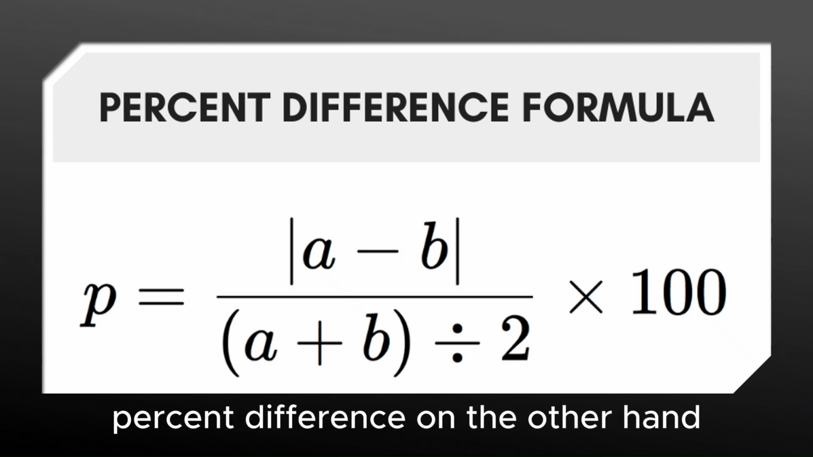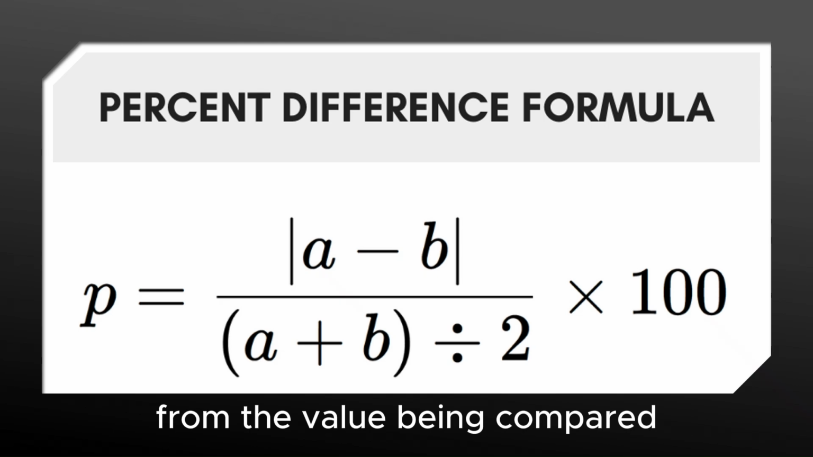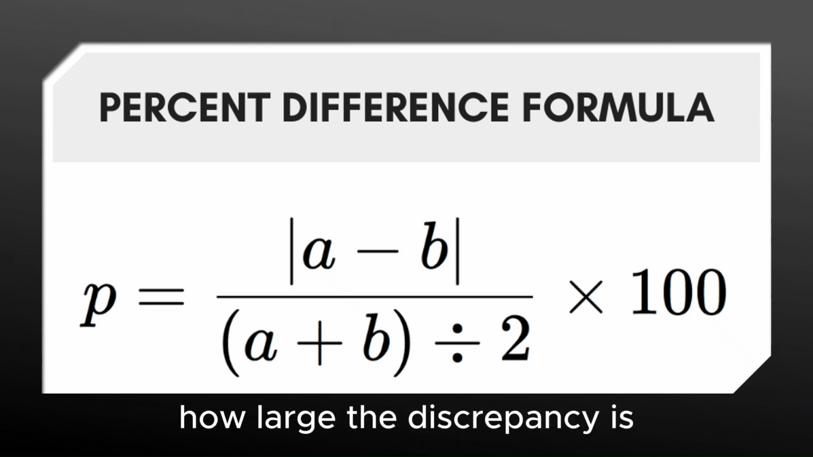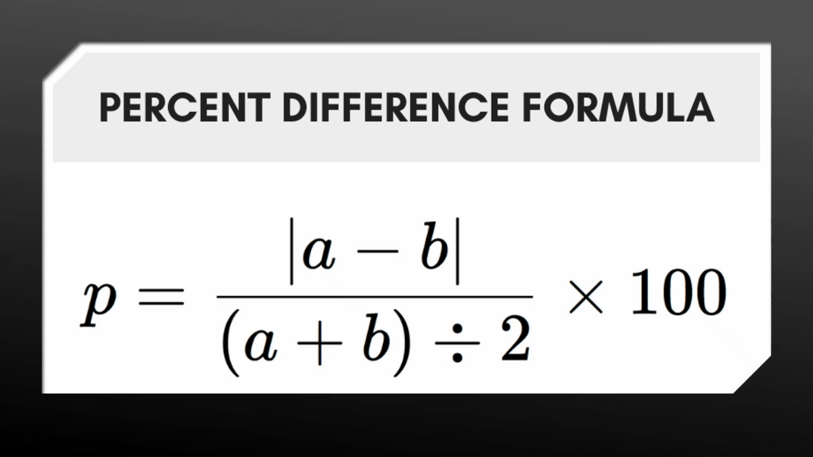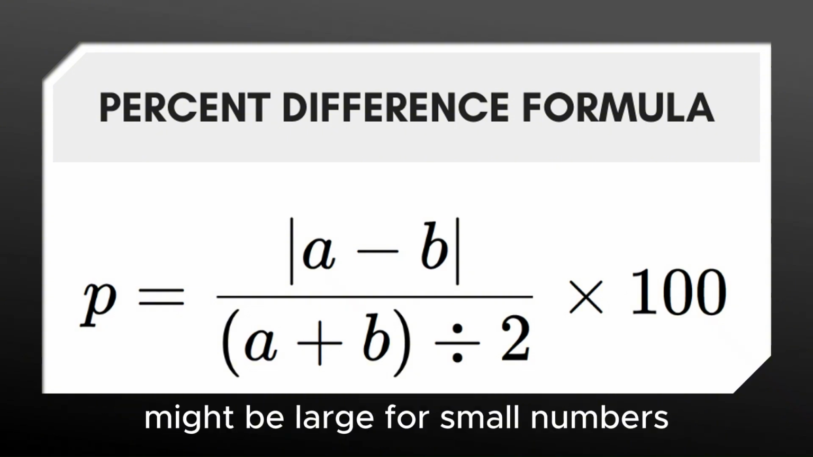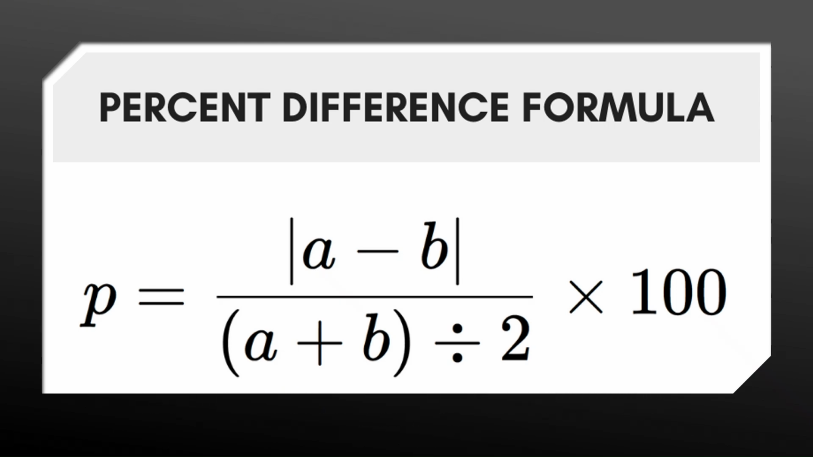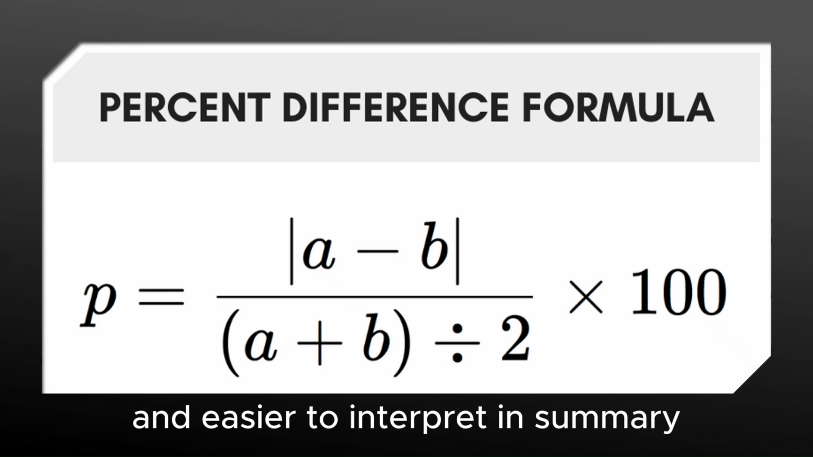Percent difference, on the other hand, expresses the difference as a percentage of the value being compared. This allows us to understand how large the discrepancy is relative to the scale of the measurements. For example, a difference of 0.1 might be large for small numbers, but might be very small for large numbers. Using percentages makes comparison more meaningful and easier to interpret.